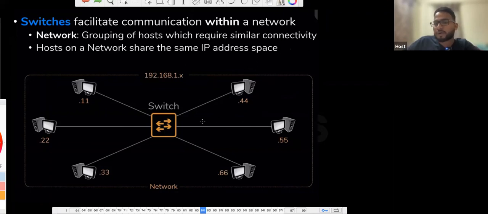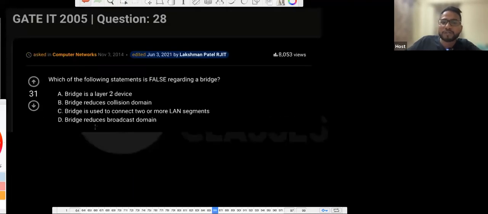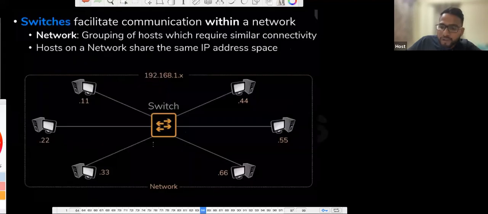This switch does not stop the broadcast packet, which means that if this is broadcasting, the switch just forwards it to every port. So in this case, you will say that all of these nodes are under one broadcast domain only. Okay. So does the bridge reduce the broadcast domain? The answer is no, it is not reducing the broadcast domain, which means that whether you are putting in the bridge or the switch, actually both are the same, right?